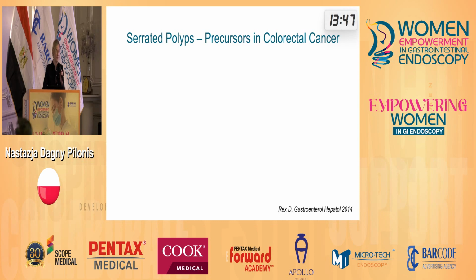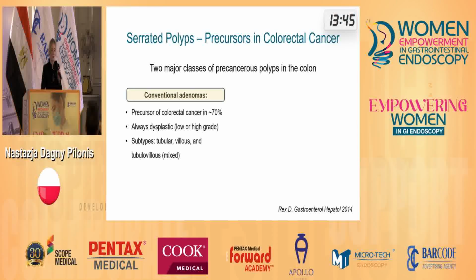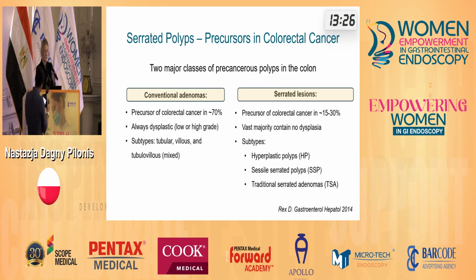Okay, so importance. Do we have to care about serrated lesions? Let's compare them with something that we are all very familiar with: adenomas. We know that adenomas are precursors of colorectal cancer in 70%. They're always dysplastic by definition. They have low-grade dysplasia, high-grade dysplasia, and different subtypes like tubular, villous, and tubulovillous. Serrated polyps are just a different, second subclass of polyps in the colon, and they are actually precursors of colorectal cancer in up to 30%.